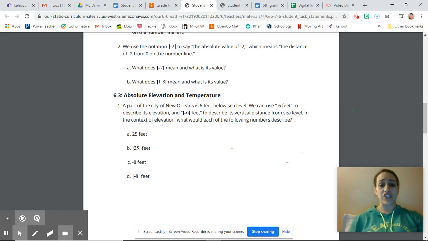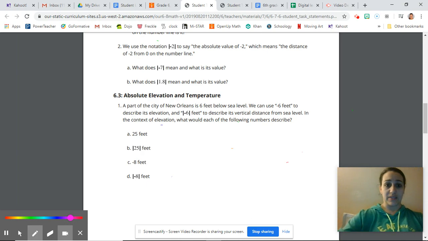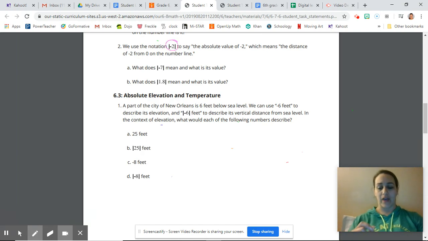We use the notation absolute value of -2. So that's what I was telling you a moment ago. That is the symbol that means absolute value, those 2 straight lines around the number. We say absolute value of -2, which means the distance of -2 from 0 on the number line.